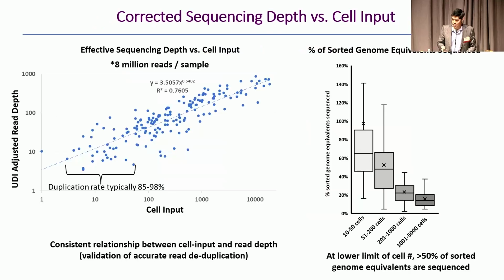So this is what things look like for the first 200 sorted cell populations we applied this to. This is with 8 million reads per sample. And what's plotted is cell input by effective UDI-adjusted read depth.